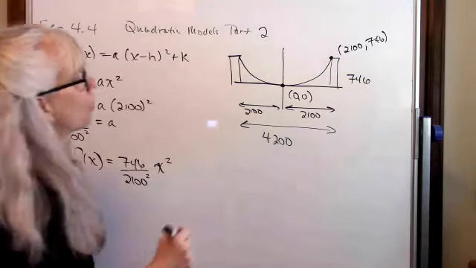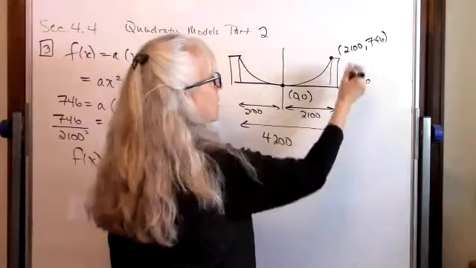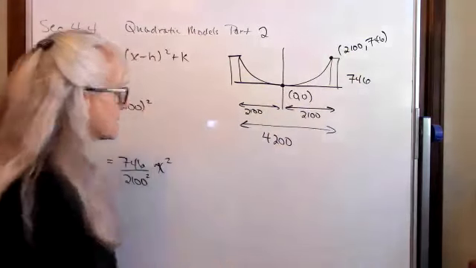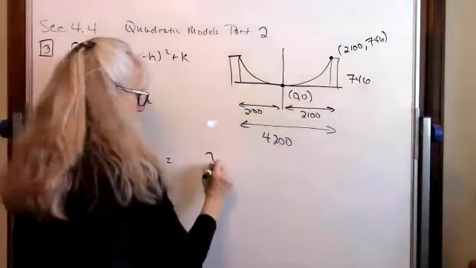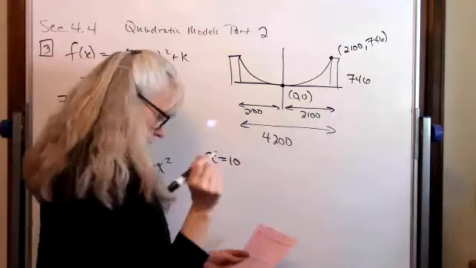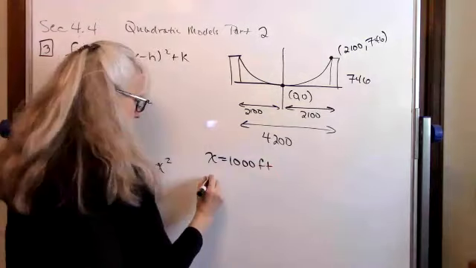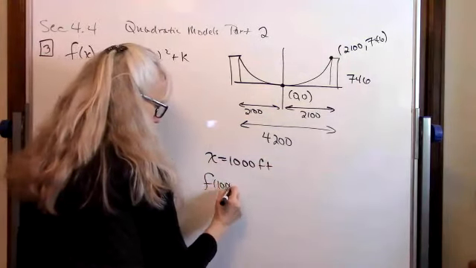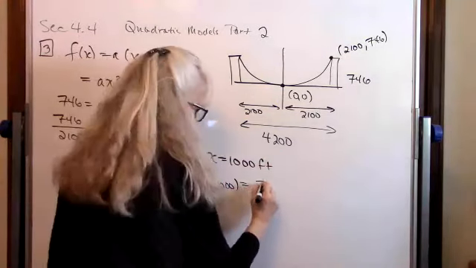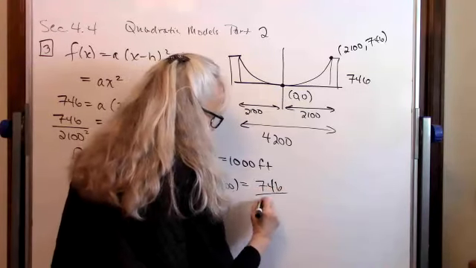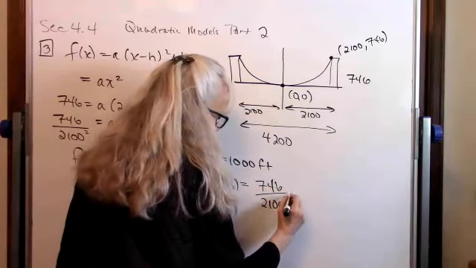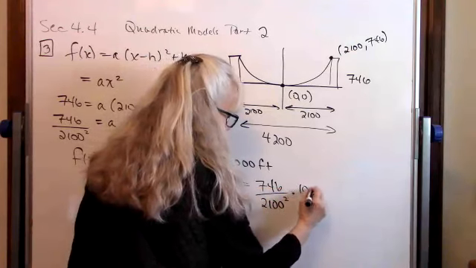So again, what we graphed is the distance from the center and the height of the cable. Well, they're asking me 1,000 feet. So when x is equal to 1,000 feet from the center, we're going to find f of 1,000. So we're just going to replace our x with 1,000. So 746 over the 2,100 squared times 1,000 squared.